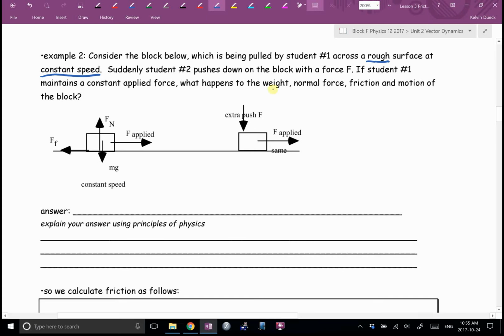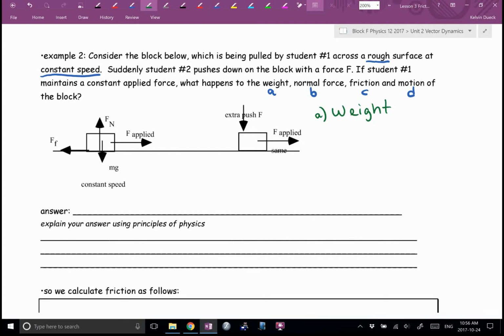and let's label this part A, weight, part B, normal force, part C, friction, and part D, motion of the block. We'll label them A, B, C, and D. So the first question is this. What happens to the weight of the block? First of all, when I say weight, what am I really talking about as a force? What's it a synonym for?